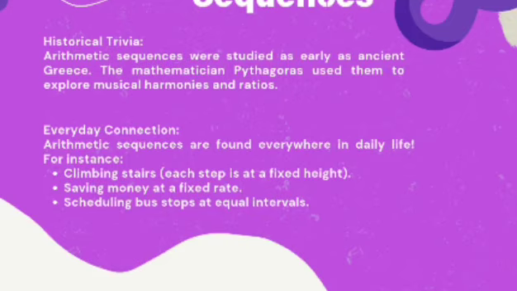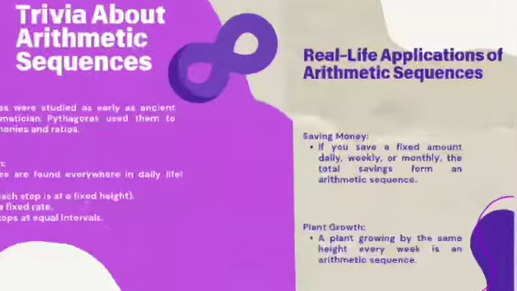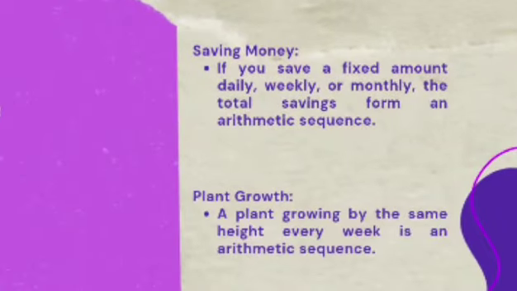In all of these examples, the key feature of an arithmetic sequence is that the difference between consecutive values is constant. Whether it's saving money, climbing stairs, or waiting for the bus, arithmetic sequences help us recognize patterns and plan our daily routines efficiently. And for the real-life examples, we're done with saving money, so let's proceed to plant growth. Plant growth. A plant growing by the same height every week is an arithmetic sequence.